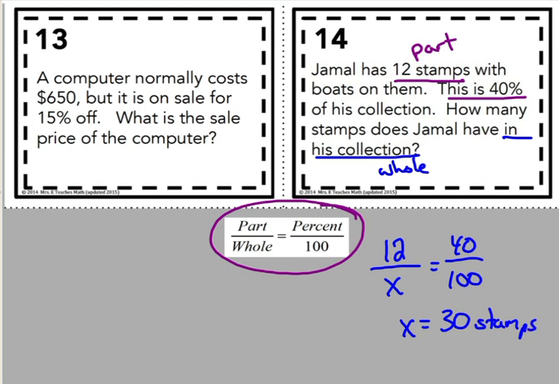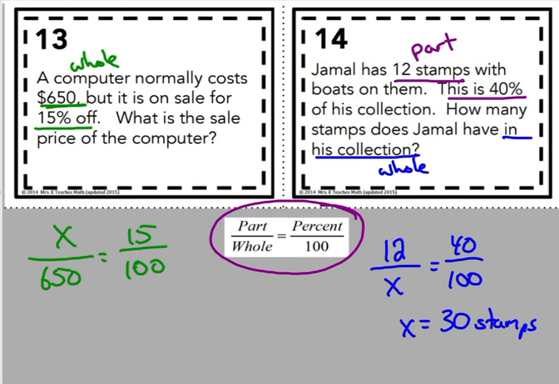Then we're going to go over to 13. I said this one was a little trickier. It says a computer normally costs $650, but is on sale for 15% off. What is the sale price of the computer? Well, the computer is normally $650. That's my whole price. So the $650 is going to go on the bottom. It's 15% off, so I'm going to do 15 over 100, and I want to know the part. How much is being taken off of my price?